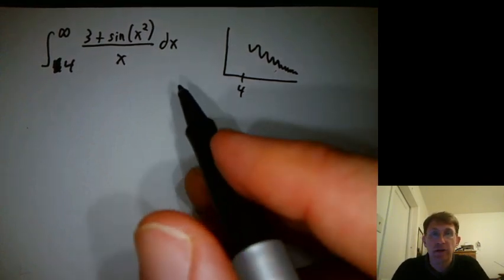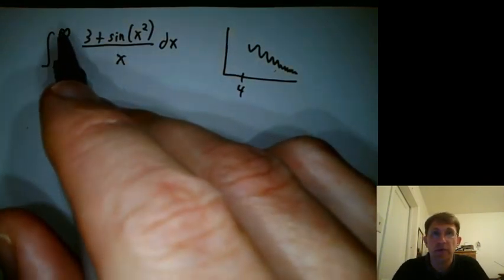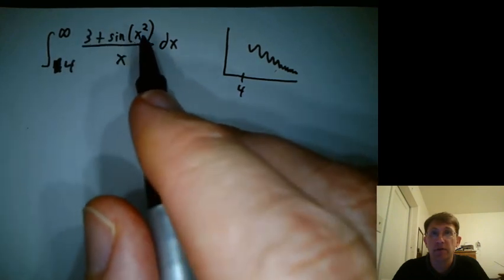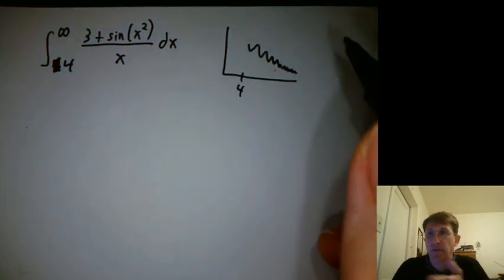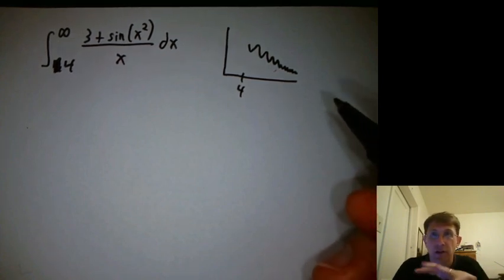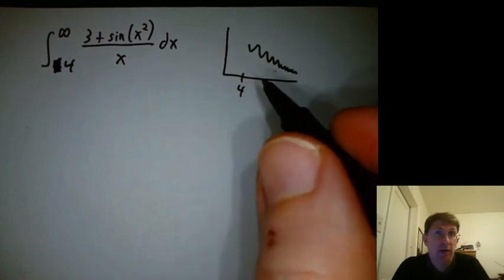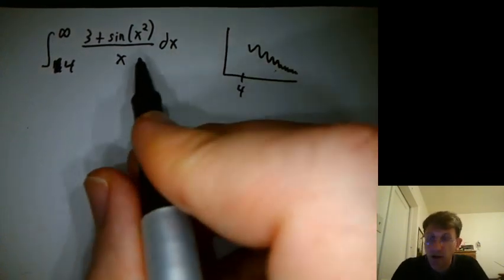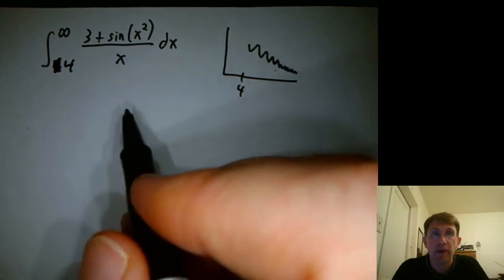Here's a more interesting, challenging problem. How about the integral from 4 to infinity of (3 plus sine x) squared over x dx? How could you approach that? All we want to know is whether this integral converges or diverges. We're not feeling obligated to find an exact answer, but an estimate might not be a bad idea. So what can you do with that?